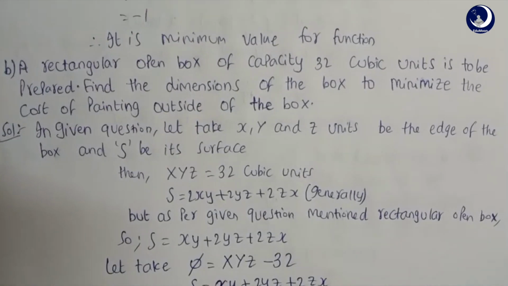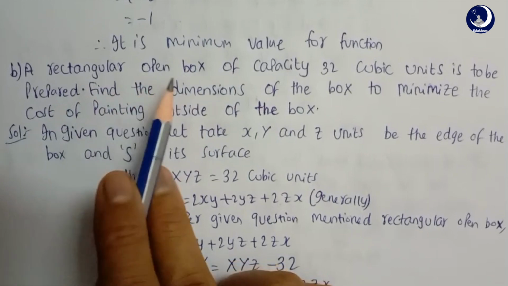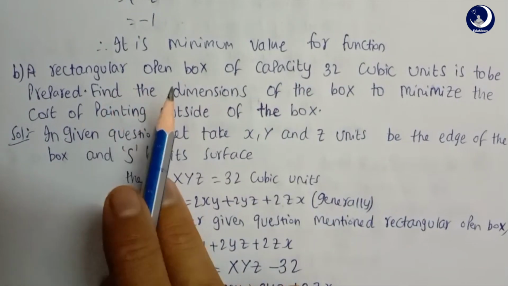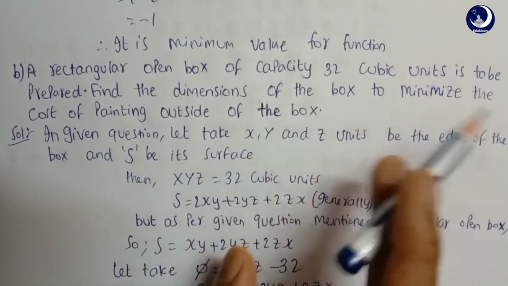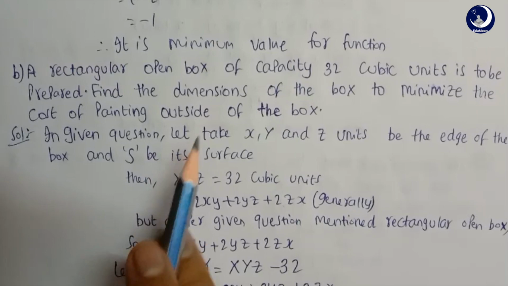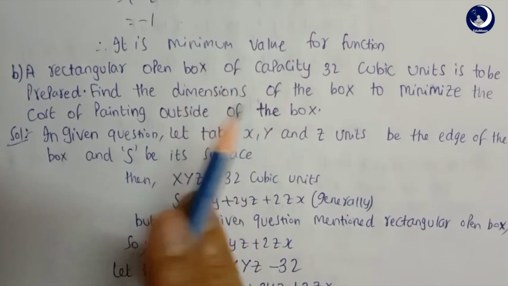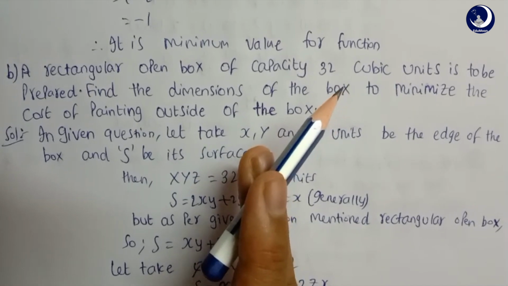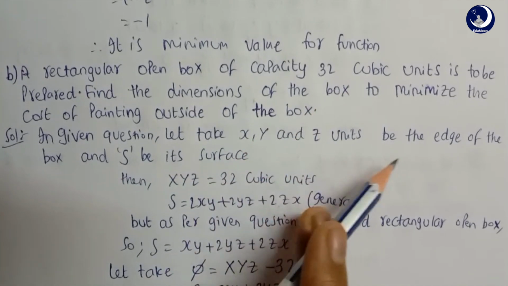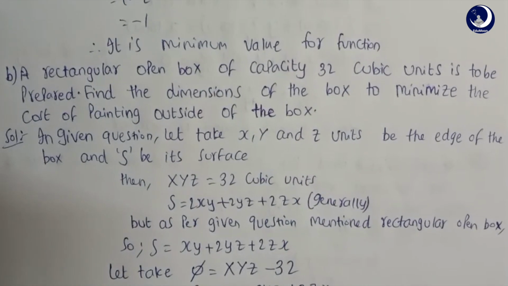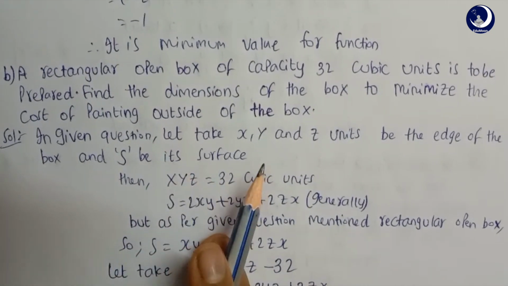Coming to 3B. A rectangular open box of capacity 32 cubic units is to be prepared. Find the dimensions of the box to minimize the cost of painting the outside of the box. In the given question, the capacity is given in cubic units, that means it must be a volume. So we consider x, y, z units to be the edges of the box, that means length, breadth and height, and s be the surface area.